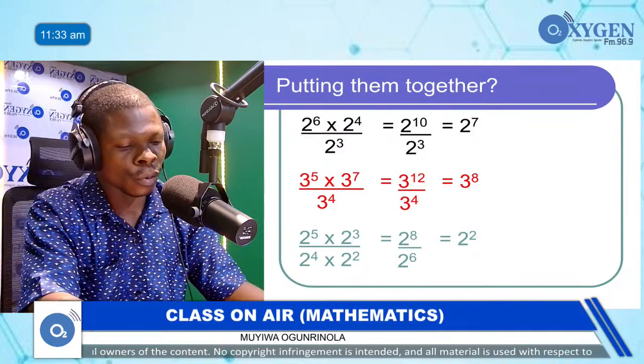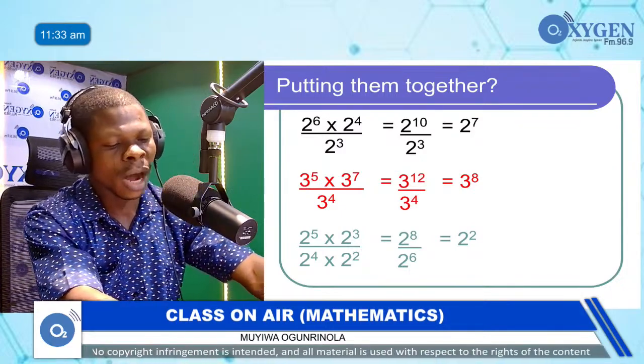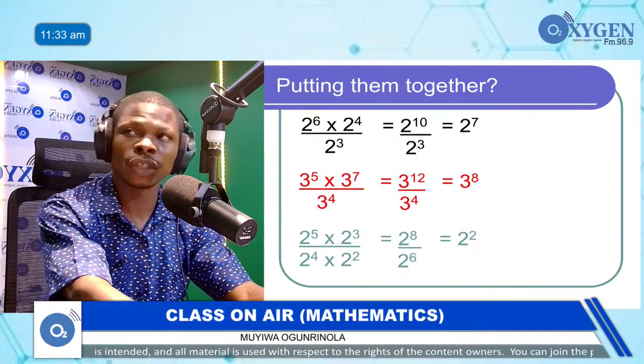Now, another example here, when you have a number with algebra, and you have 2a raised to power 3 times 3a raised to power 4. We see that you have a number and algebra: 2a raised to power 3 times 3a raised to power 4.